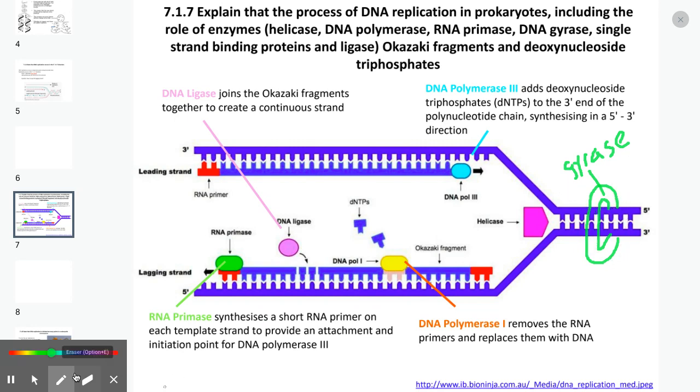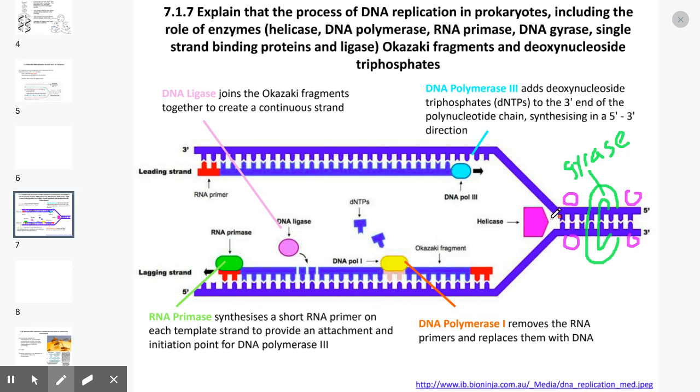Also, up here are little proteins. I've seen them drawn as little balls, before and after the gyrase. But there are proteins here, these binding proteins, that stabilize the whole structure. So that's what this does. Gyrase loosens the stress, and these binding proteins are there just to stabilize the whole replication process. All right, so let's talk about replication. So we talked about stabilizing and unwinding.